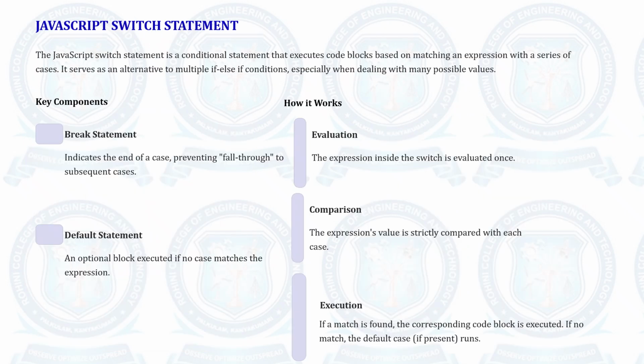JavaScript switch statement. The JavaScript switch statement is a conditional statement that executes a code block based on matching an expression with a series of cases. It serves as an alternative to multiple if-else if conditions, especially when dealing with many possible values. Key components: the break statement indicates the end of the case, preventing fall through to subsequent cases. Default statement: an optional block executed if no case matches the expression.